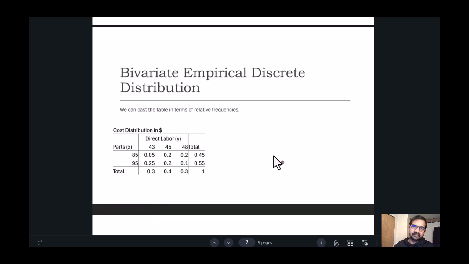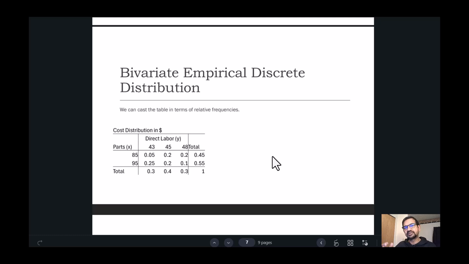The first thing, as we said, was that we divided our cells by the total count of observations. We had 300. So these cells are giving us the individual combination of 85 and 43, etc. And these column totals and row totals are very useful. We call these marginal probabilities. So 0.45 is the marginal probability of the parts being $85. Similarly, 0.4 is the marginal probability that the direct cost of labor was $45.